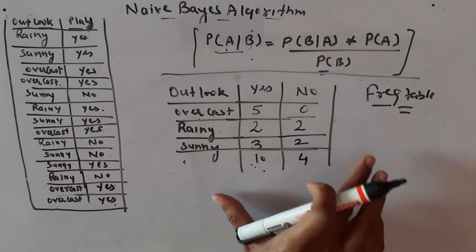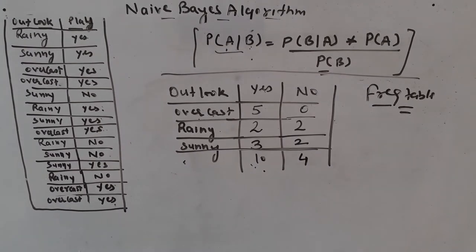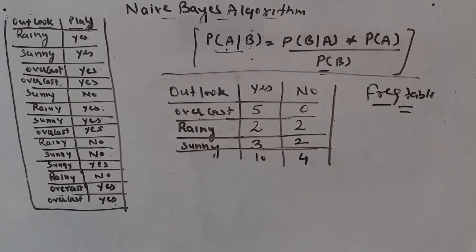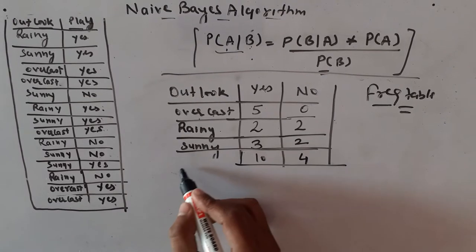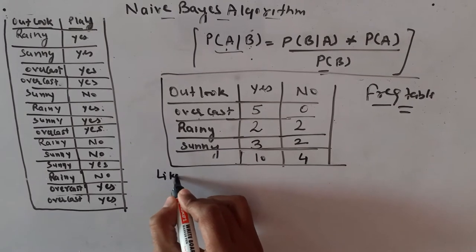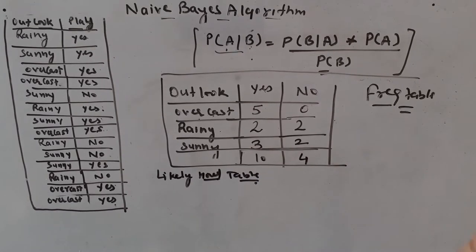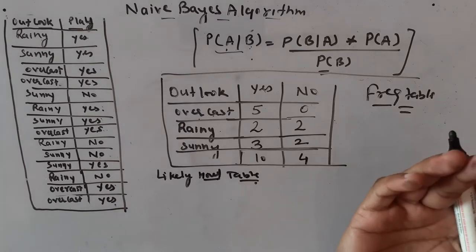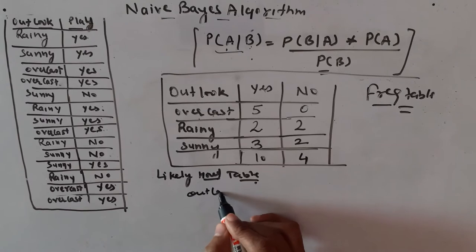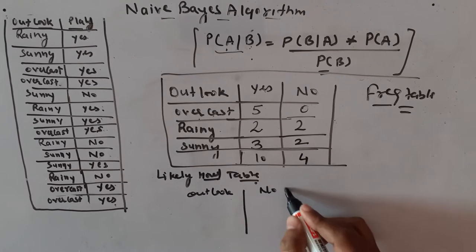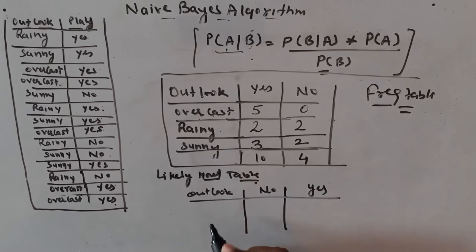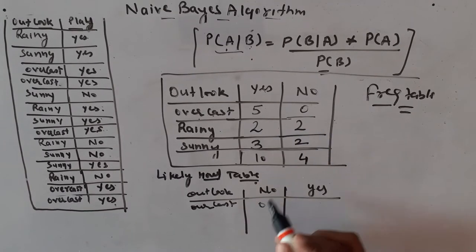Once this table is created, we are going to create our likelihood table. So our likelihood table will be something like this. In the likelihood table, we try to find out the probability for each condition. How will we do this? Outlook, no, yes. We are just finding the probability from this table.